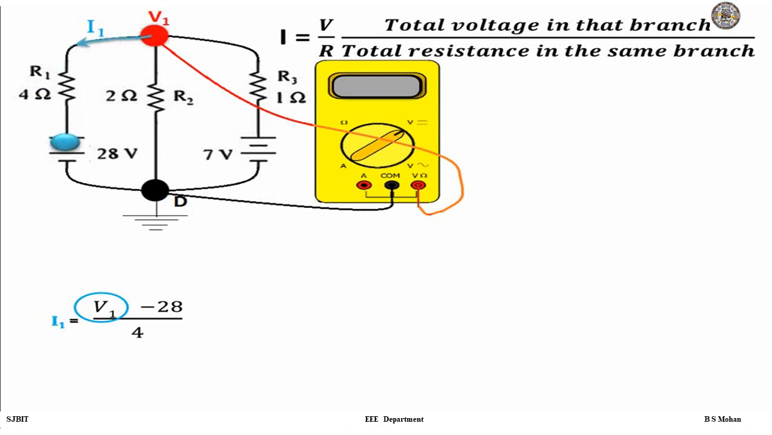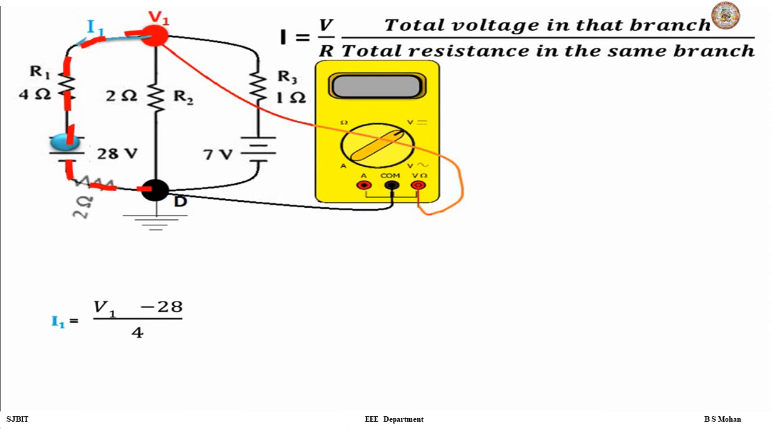Positive. Thus it is negative in the equation, right? Next, in the first branch, which passive elements do you observe? It's only one, that is 4 ohm. So divided by the total resistance in the same branch, that is 4 ohm, right?